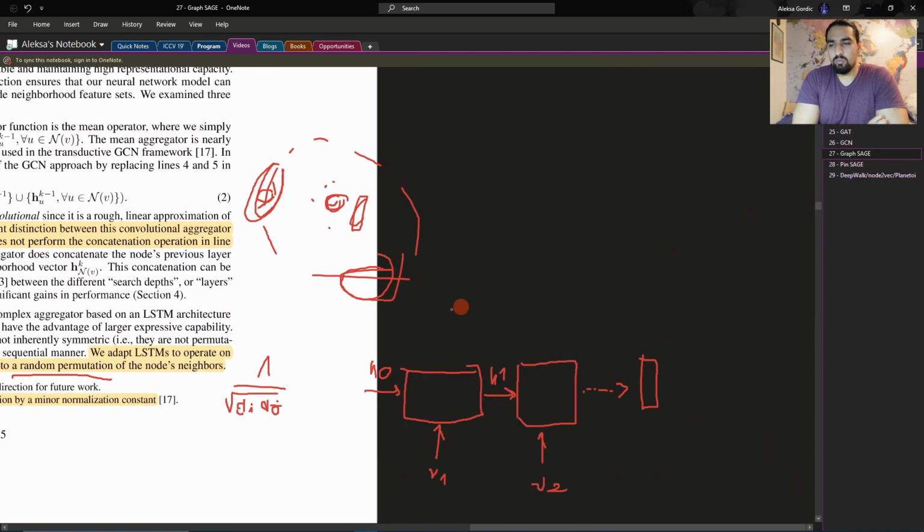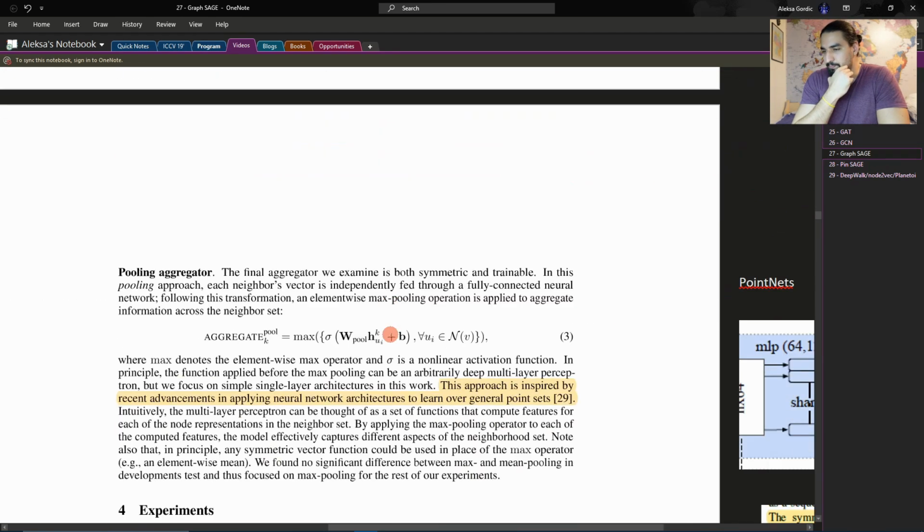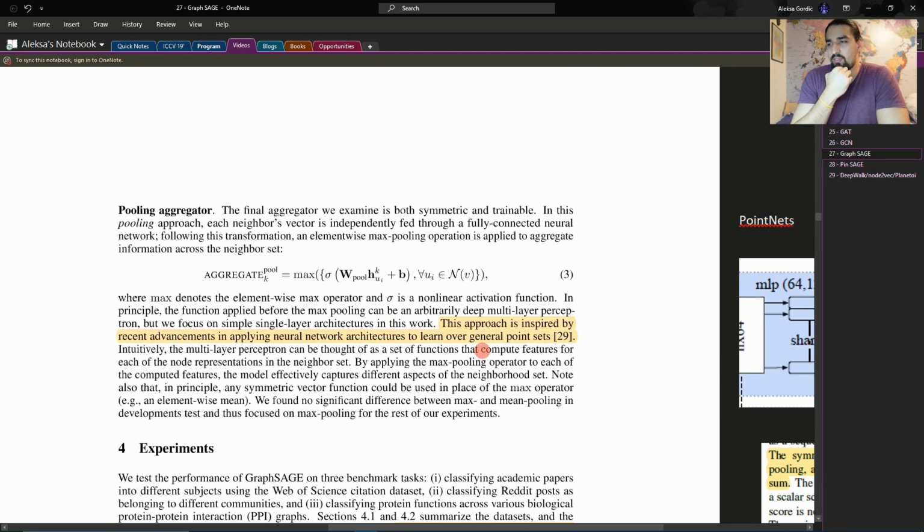So the parameters inside the LSTM would be trained together with those W^k matrices, and those are all of our learnable parameters. Finally, they have this max pooling aggregator function, and what they do here is they take the neighborhood again. They take some subset of those representations, and they just apply a feed-forward neural network here.